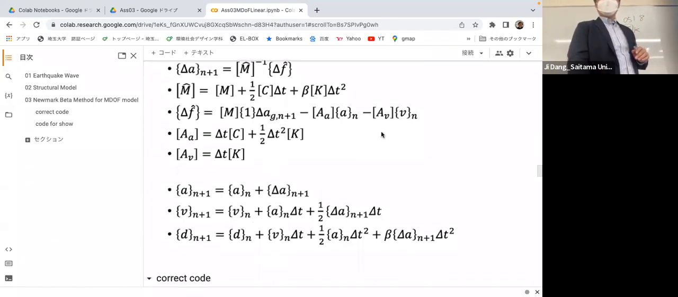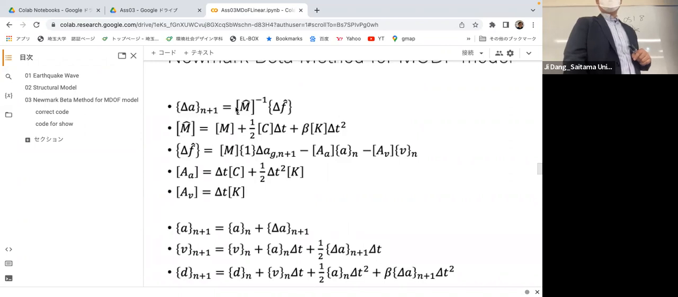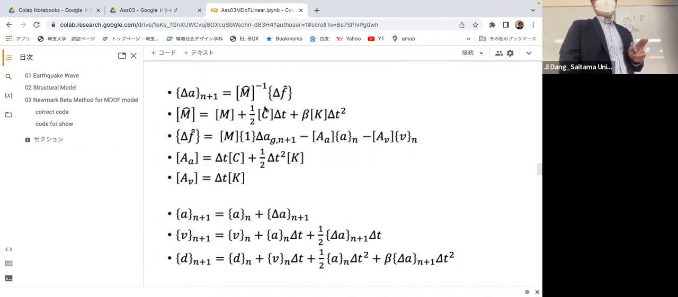Only in this part, be careful. Only in this part, you need dot, dot, dot. Three dots to get it together. And to solve this, you need M hat inverse dot delta F hat. Check that delta F hat is a vector, not a matrix, when you do the calculation. Print the size, the shape of delta F hat. Then you can make sure that you are doing it right.